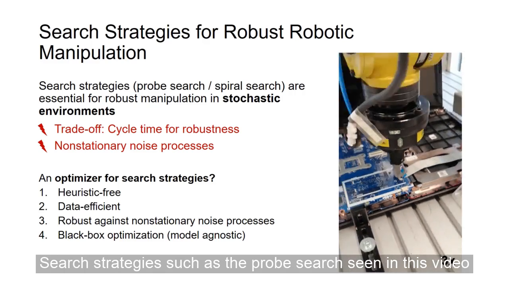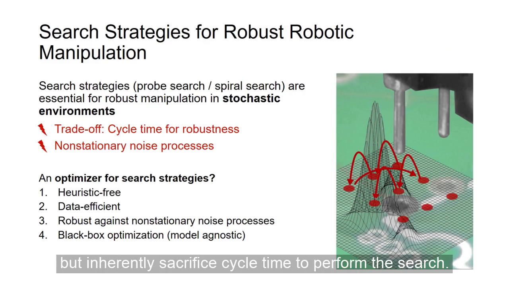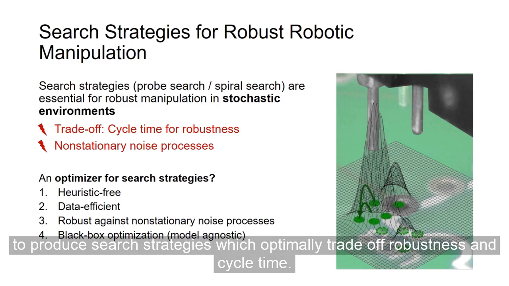Search strategies such as the probe search seen in this video can provide much-needed robustness, but inherently sacrifice cycle time to perform the search. In this paper, we try and find an optimizer to produce search strategies which optimally trade off robustness and cycle time.